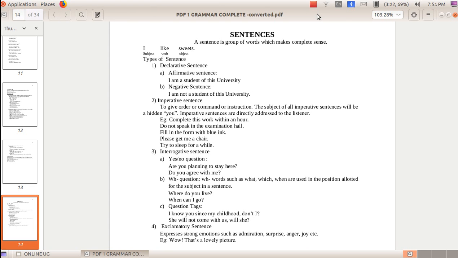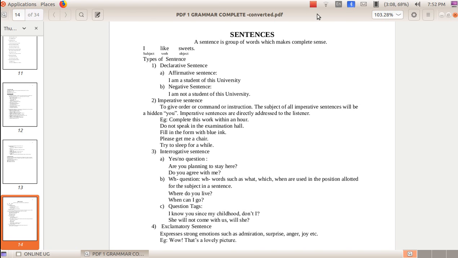The second main type is imperative sentence. You can see the definition there: such sentences which we use to give order, command or request as well as instruction. All these categories come under the same kind of sentence called imperative sentence. The subject of all imperative sentences will be a hidden you. We will see the examples and understand what this hidden subject you means here.